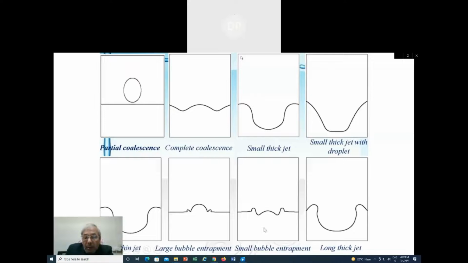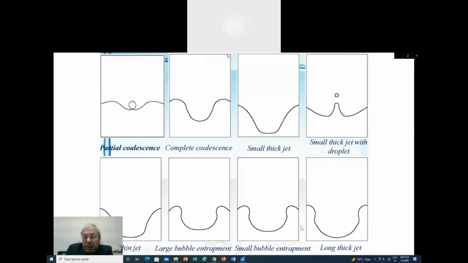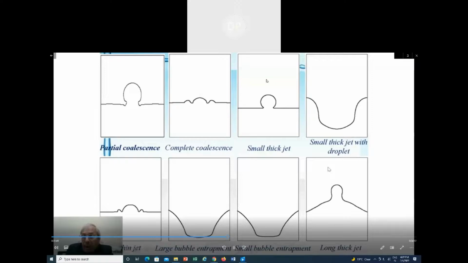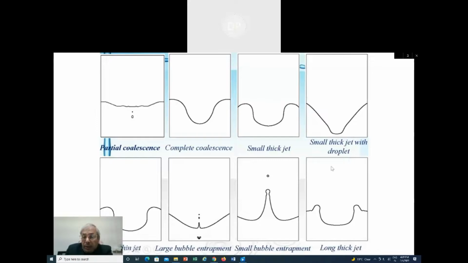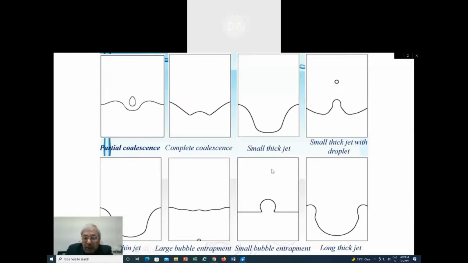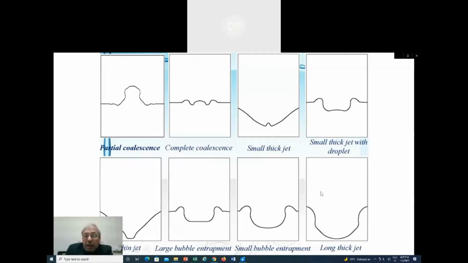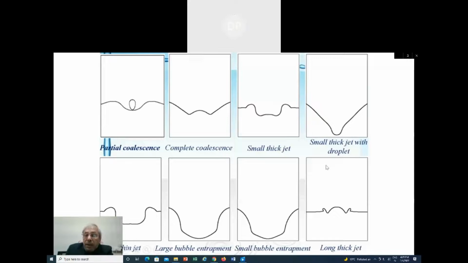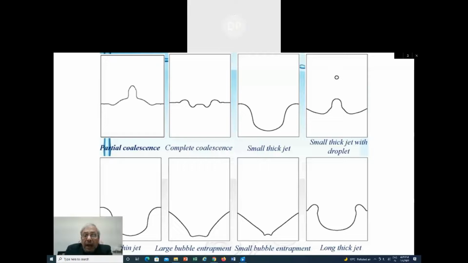Here also we'll be able to see jet formation, and together with jet formation we'll see bubbles also. You can see drops with the long thick jet. We can see drops with the small, here also we can see small drops. So different bubbles and drops we can see. Bubbles are formed when the surrounding air is trapped, and then when the jet emanates, we can see the drops are also shaped from the jets. So these have different dynamical scenarios.